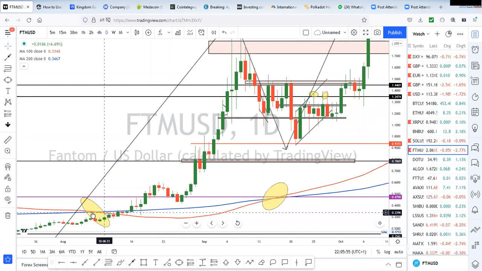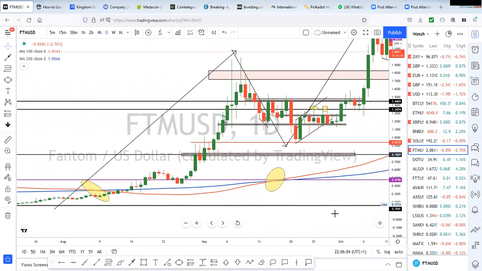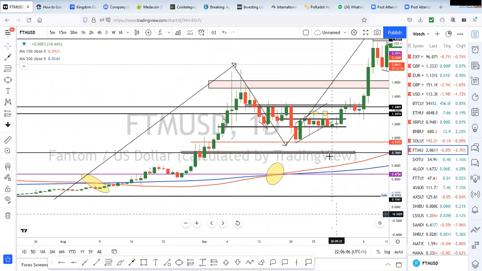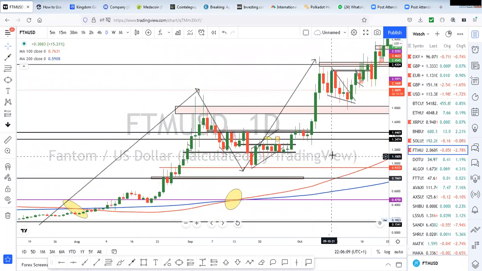No, the red one is still on top. Yeah, both crossover, the red one is on top. When the blue line crosses over, it's a death sign. It's a dead cross. Dead cross.